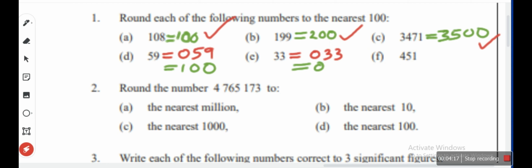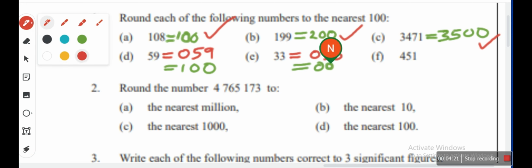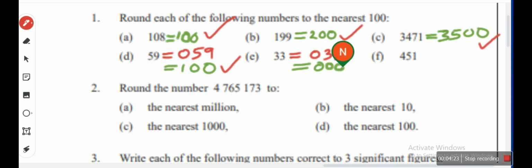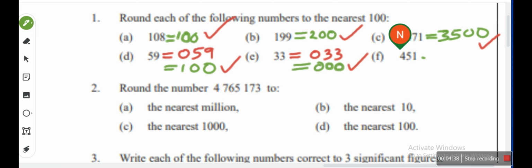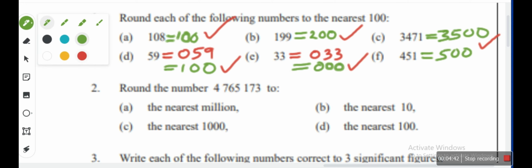Let me just put zero. All right. What about F? Okay. F, 451. This is unit, tens, 100. So this would be 500. 500. Correct.